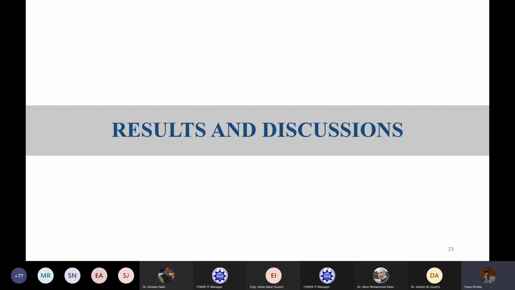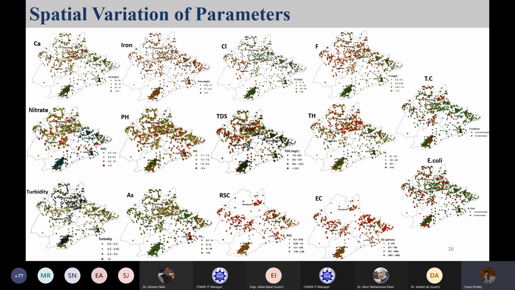Now we move towards the results. First of all, here are the spatial variations of the parameters. As we can see, hardness, chloride, nitrate, TDS, fluoride, and total coliforms are the major contaminants in Sargodha. While talking about Rawalpindi, microbiological contamination and iron are there, and somehow hardness is the main issue. For Lahore, in the Lahore study area, we can see that arsenic, microbiological contamination, TDS, and E. coli are the major contaminants.